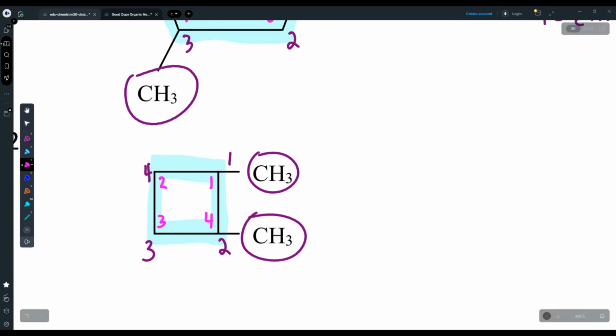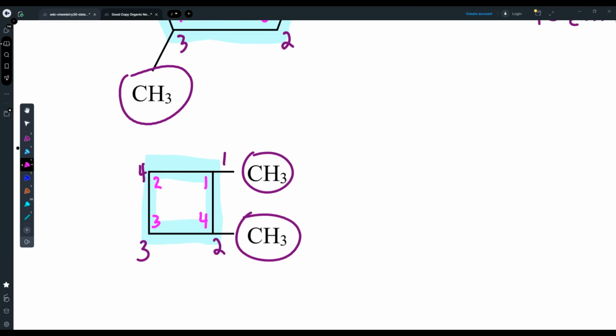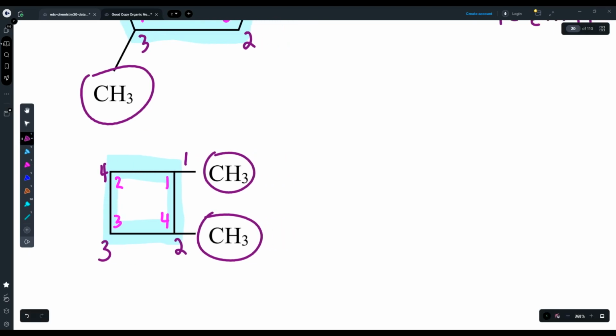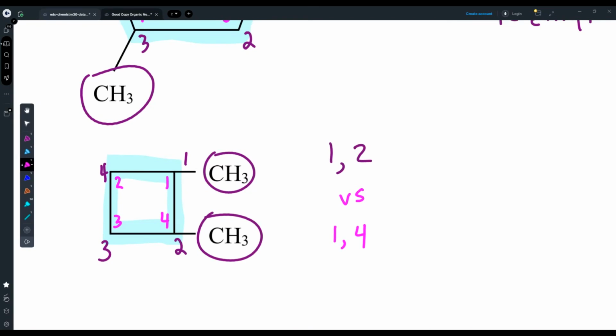However, let's just look at the numbers we're using. So both of them have one of the branches on carbon 1. Okay, so the purple numbering, our branches are on carbons 1 and 2, versus the pink numbering has branches on carbons 1 and 4. Okay, so we're going to use the one that gives us the lowest overall numbers, which is saying that we have branches on carbon 1 and 2.